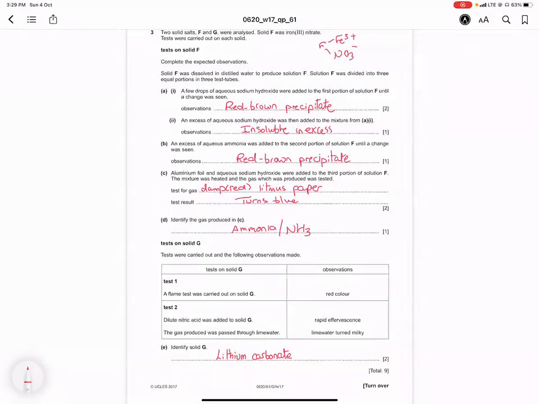A, sodium hydroxide was added to the first portion until a change was seen. So I have iron 3 with sodium hydroxide, reddish brown precipitate. Reddish brown is worth a mark, precipitate is worth a mark. Okay. Added excess of sodium hydroxide to the mixture, it's insoluble in excess. You added excess and it's insoluble in excess.